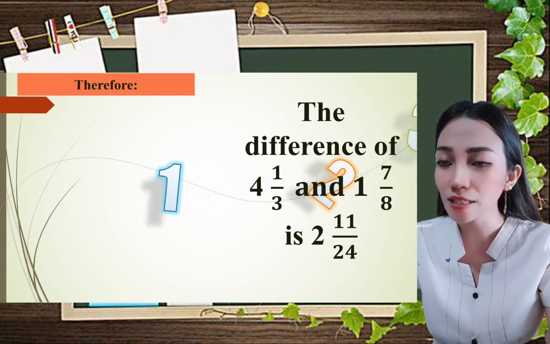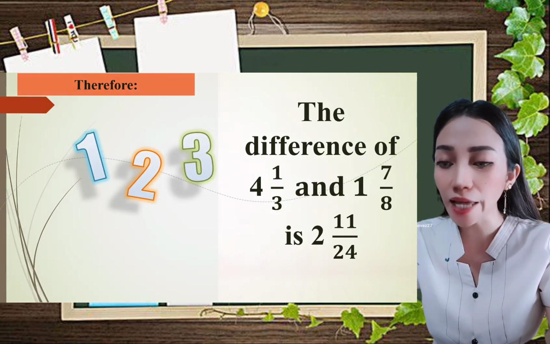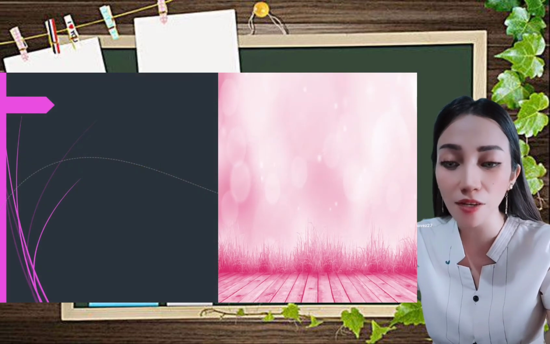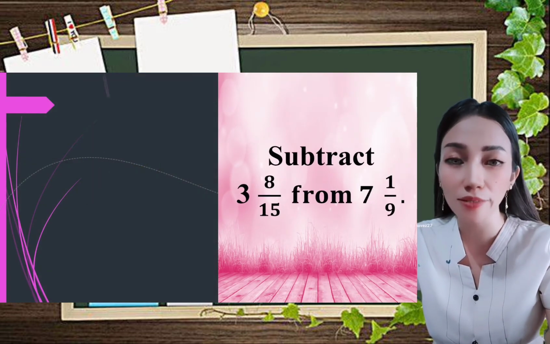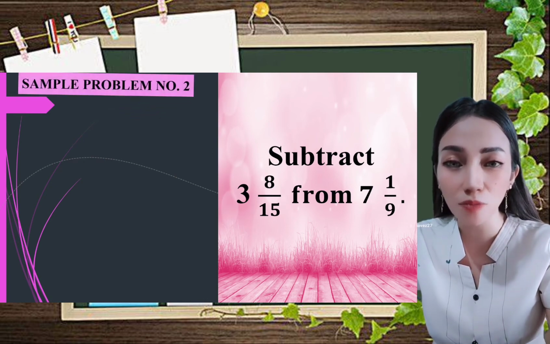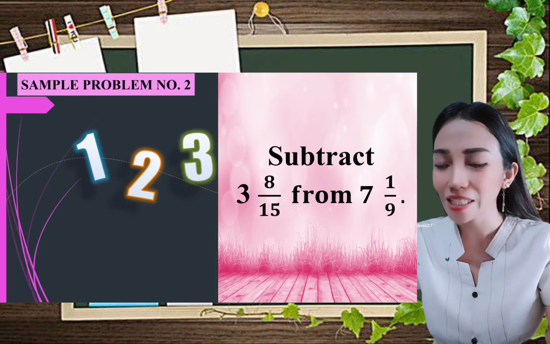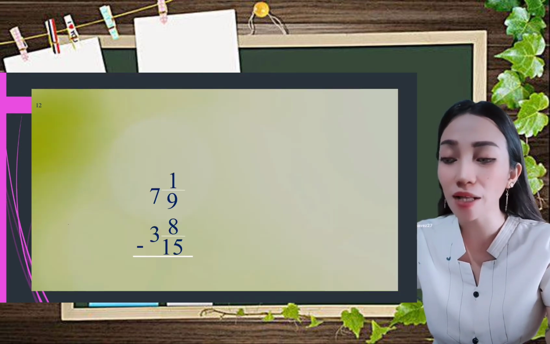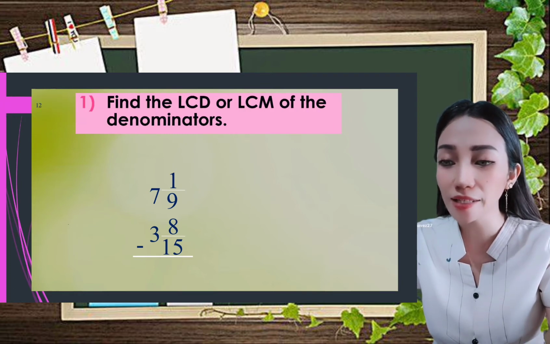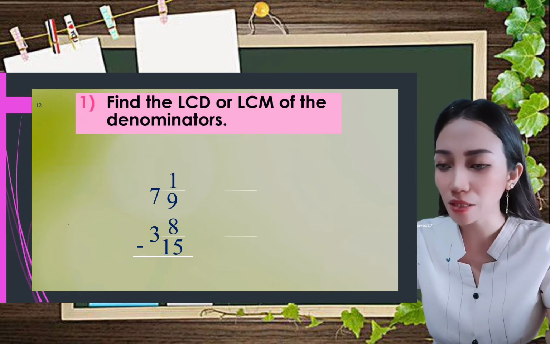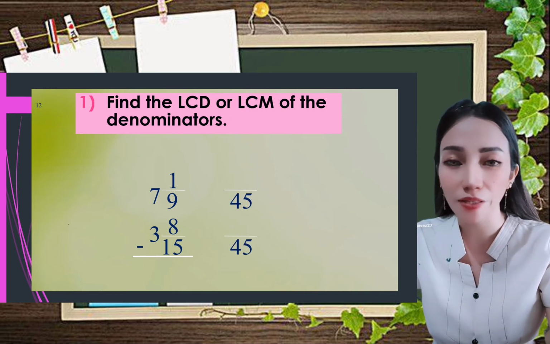Let us study example number 2. Subtract 3 and 8 over 15 from 7 and 1 over 9. Remember the word subtract and the word from. Ibig sabihin, dito babalik rin natin yung sulat nila. And it becomes 7 and 1 over 9 minus 3 and 8 over 15. Let us find the LCD of the denominators. The LCD between 9 and 15 is 45.